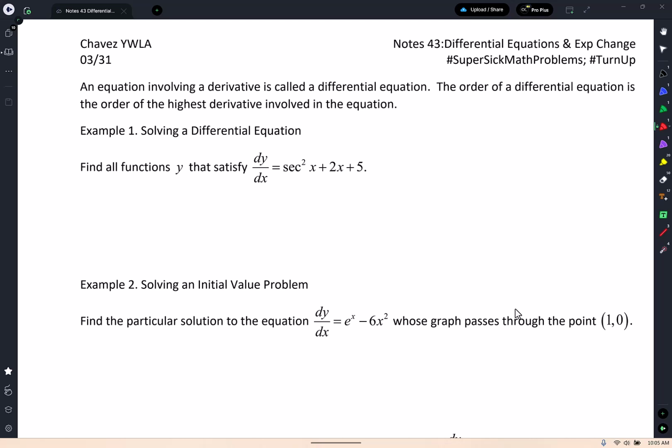So this is what you're used to. You've done plenty of these. They're not too extreme. Those are pretty basic, right? So they're telling you what the derivative is. The dy dx is secant squared x plus 2x plus 5. And it says find all functions of y. You've done this many times.